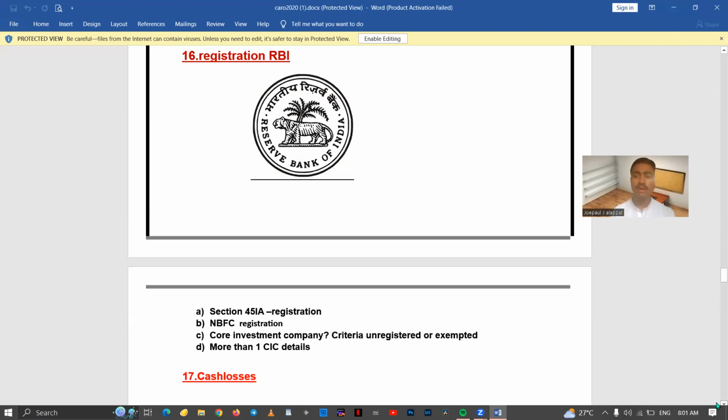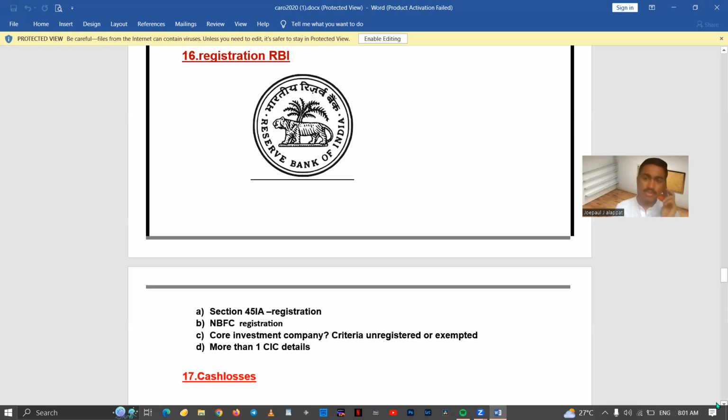Then you have to see if your company is doing NBFC activities such as housing finance without a certificate of registration. It's not written, guys. It's an error. You have to see whether a certificate of registration is there for this NBFC or housing finance. If not, you have to report. Then, if your company is a core investment company, you have to see whether it is fulfilling the criteria as required or if it is exempted. Last point, if you are a core investment company, you have to see whether there is more than one core investment company within the group.